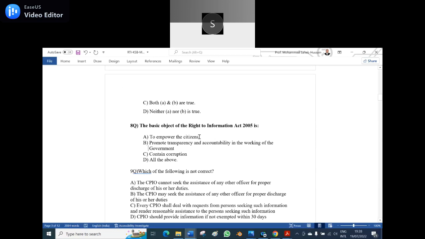Option D, sir. All of the above. Yes, option D is the correct answer. All of the above: to empower the citizens, to promote transparency, and to contain corruption.